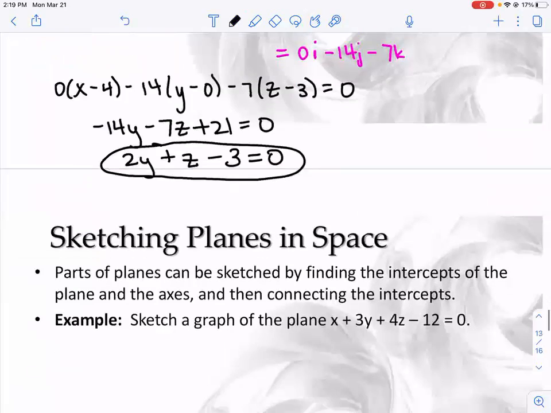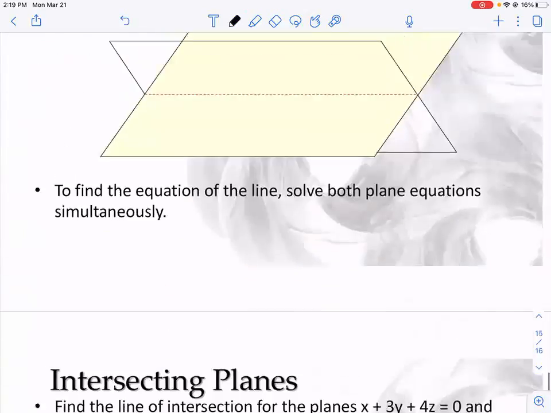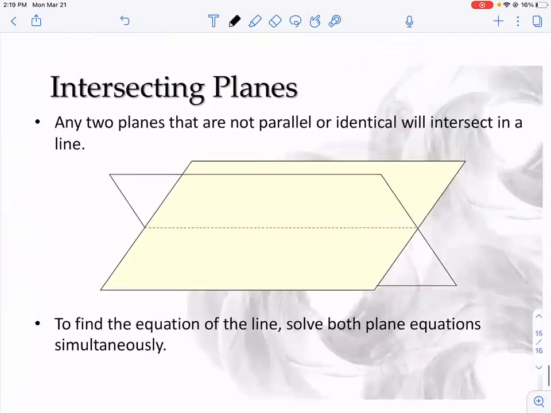Okay, I'm gonna skip over sketching planes because I think that's the least important. Let's talk about the intersection of two planes, and that'll be how we end our day.